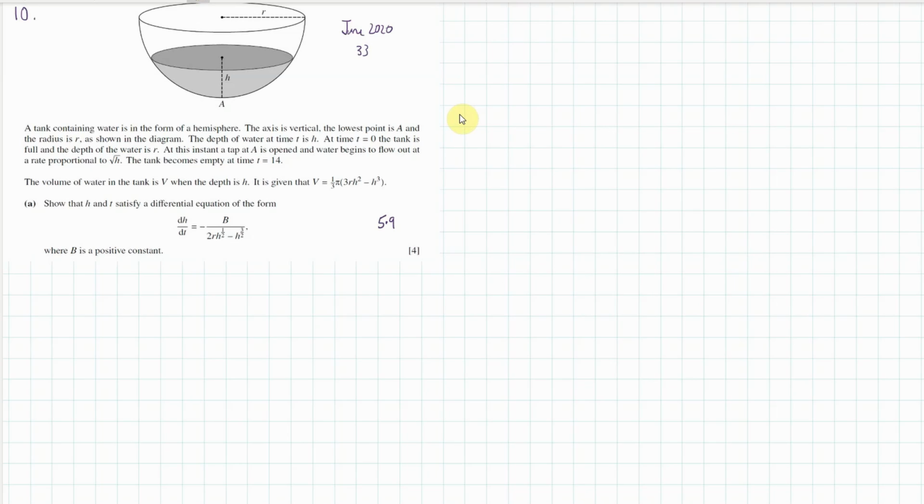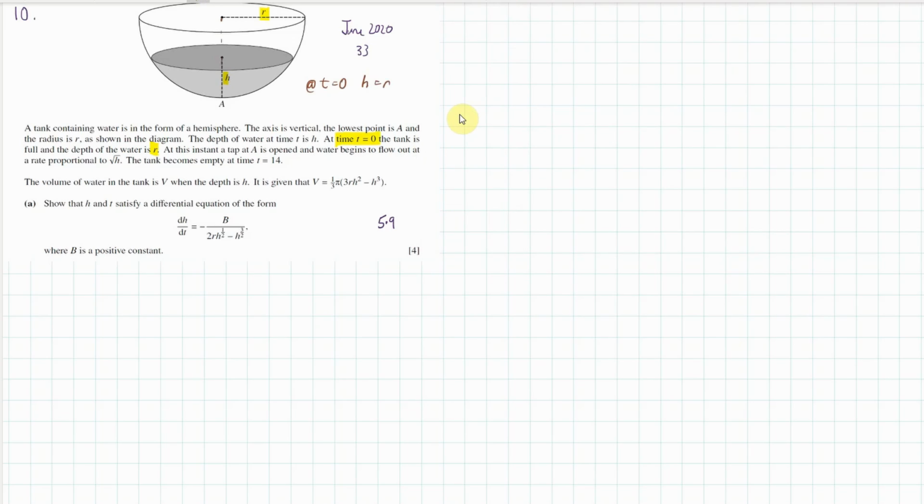We've got this tank. It's in the form of a hemisphere. The axis is vertical, the lowest point is A, the radius is R, and the depth of the water at time t is H. At time t equals 0, the tank is full. So an important point there, of course, is at t equals 0, H is equal to the radius. Right, because H should be all the way up there. So just be aware of that. All right, let's move on.